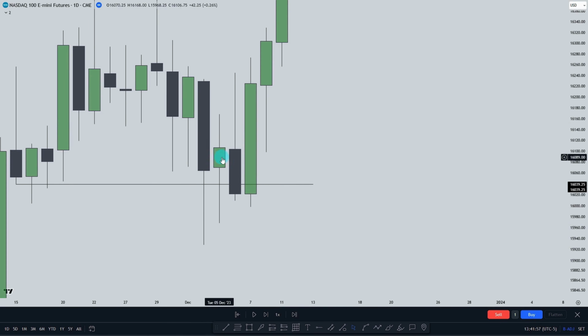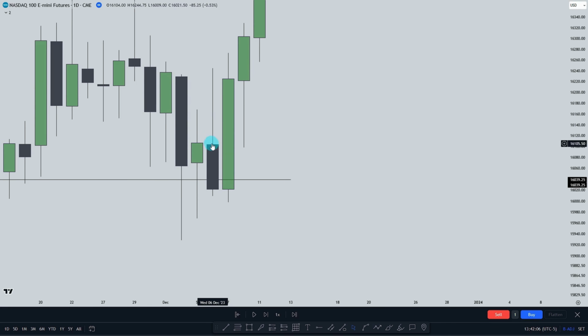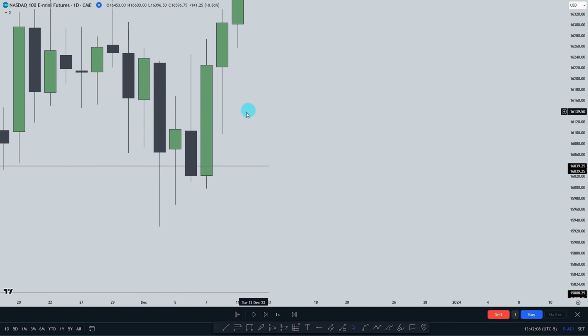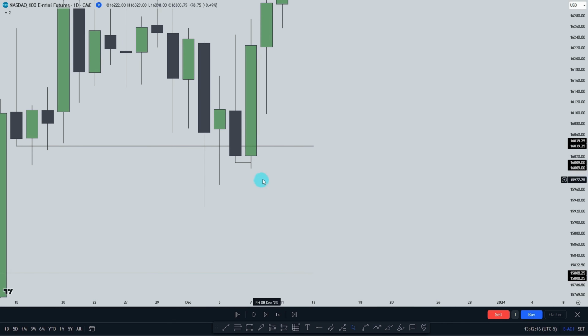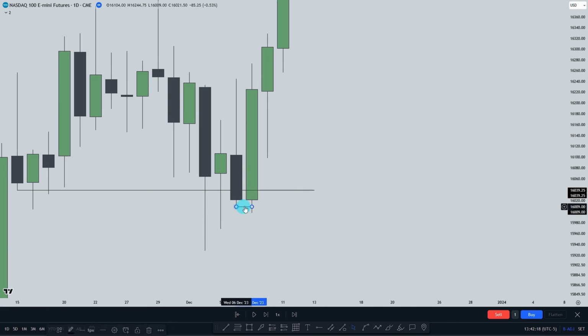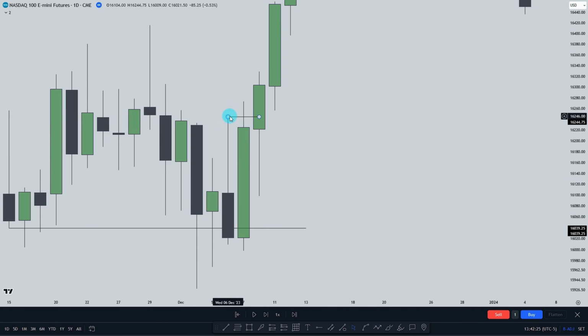So then we see the next wick, which takes out previous day's high, but failed to close above it. So then we would anticipate previous day's low to be targeted, right? And that we see right here, previous day's low is targeted, but we fail to close below previous day's low, and then we reach for previous day's high. And we also fail to close above previous day's high.